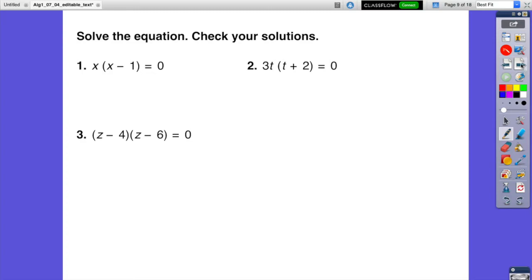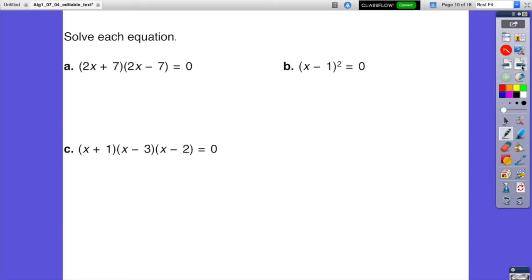Let's go on. You can do the monitoring progress 1, 2, and 3 on your own, and then check your answers in the book. Now we're going to get to some equations that are a little bit more complicated, but they're already factored for you, which is great. So I have my two binomials here. I'm going to split them into two equations. 2x plus 7 equals 0 is my first one. I'm going to subtract 7 from both sides.